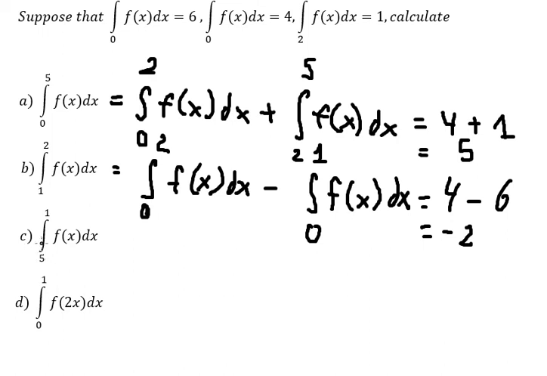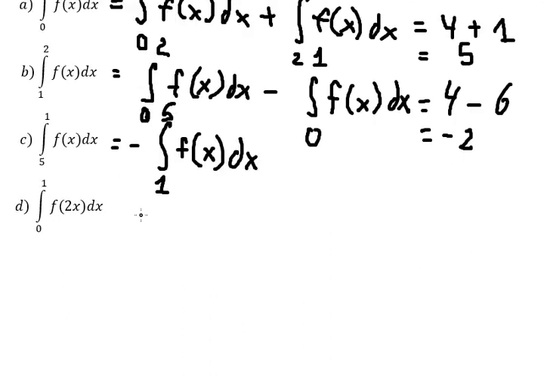Question C. We need to find the integration from 5 to 1 of f(x) dx. If we look carefully, 1 is smaller than 5. So if we want to swap this one, 5 go to the top and 1 go to the bottom, we need to put the negative sign in here, and we have the integration from 1 to 5. And now we need to find this integration from 1 to 5.